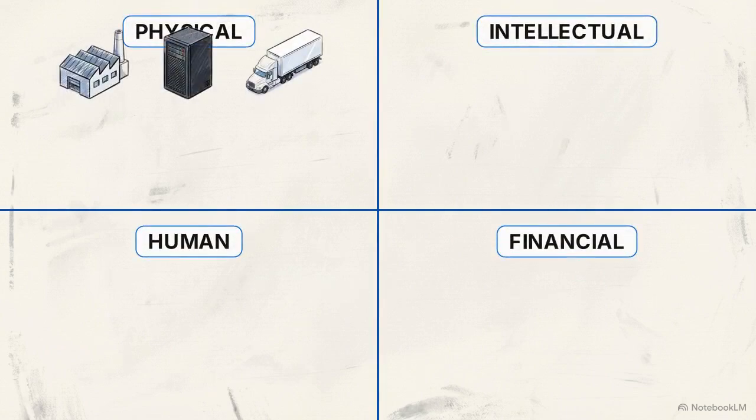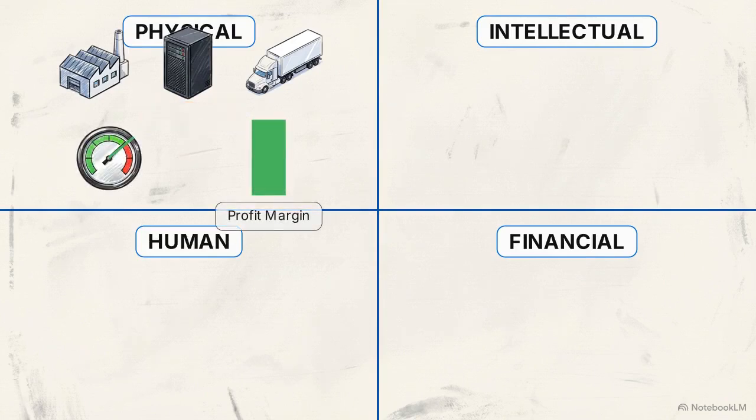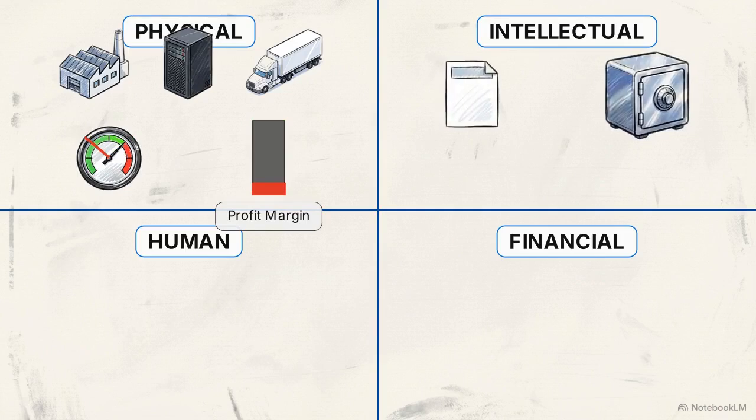Physical assets include factories, server racks, and delivery fleets. Because these require heavy capital expenditure to acquire, they are highly sensitive to utilization rates. In the industrial sector, the test of a physical asset's value is OEE, overall equipment effectiveness. If a machine sits idle, its fixed cost rapidly devours your profit margins.